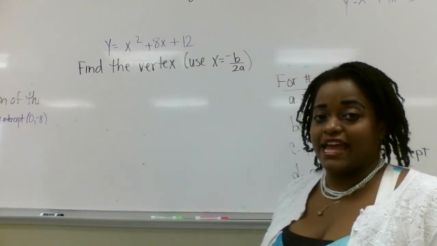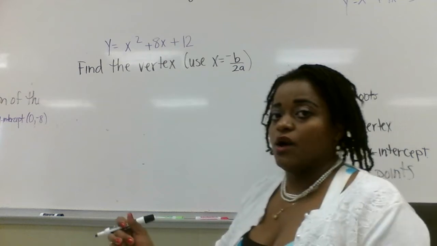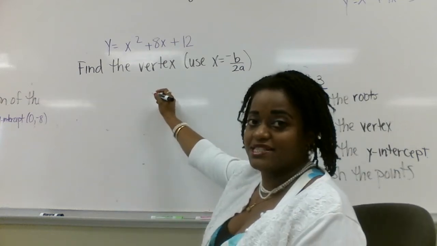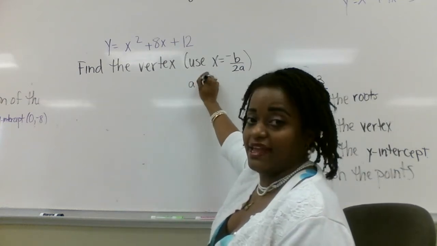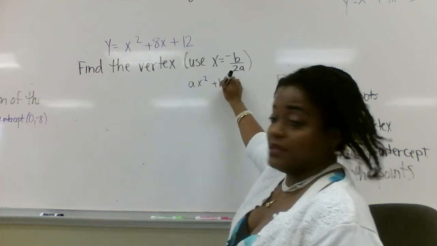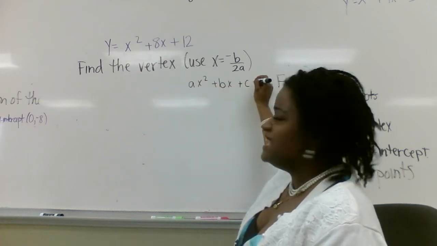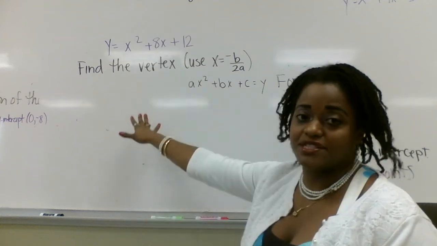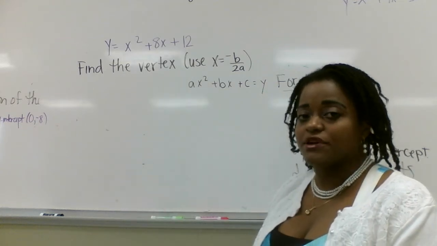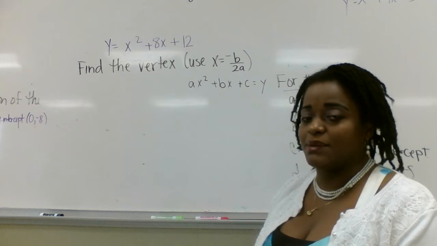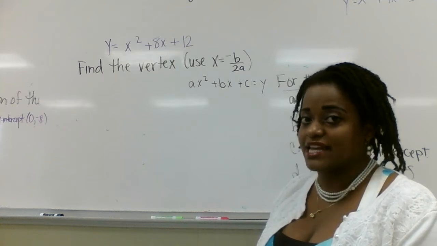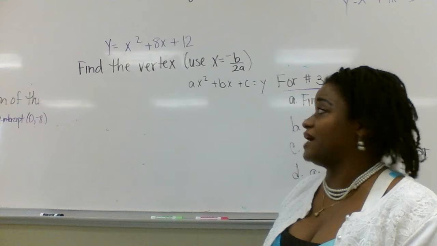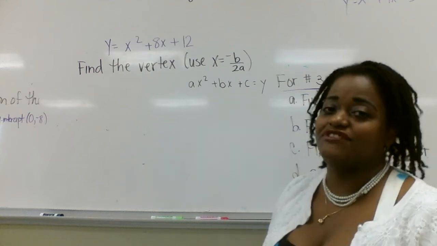Now, where do you find a, b, and even c? Well, if you have your quadratic in standard form, it would look like this. Ax squared plus bx plus c equals y or equals 0, okay? And the y can be on the other side. So the a is the number in front of x squared, the b is the number in front of x, and c is your constant, which usually is also your y-intercept, okay? If it's in standard form.